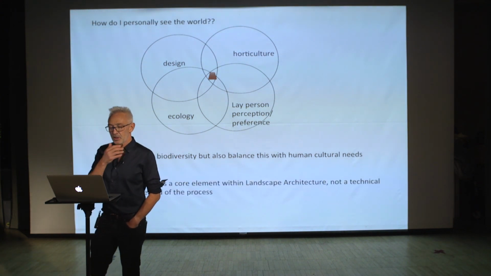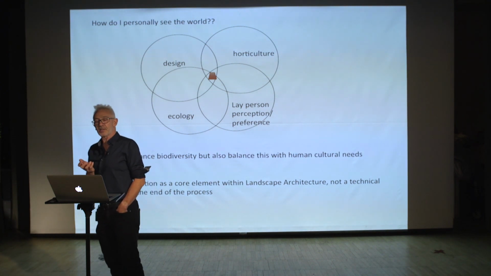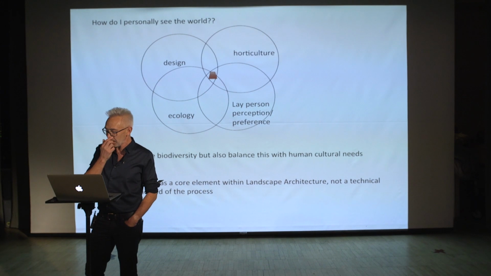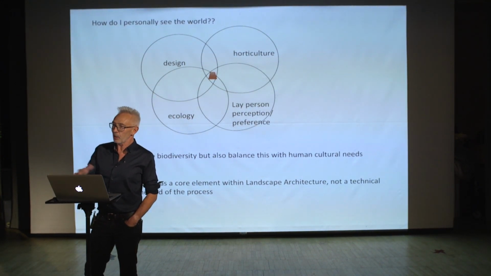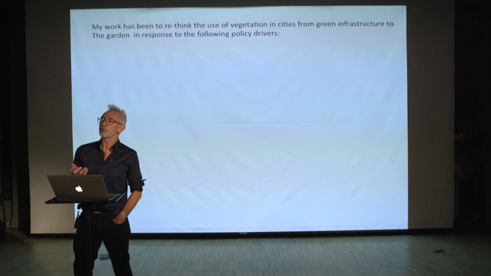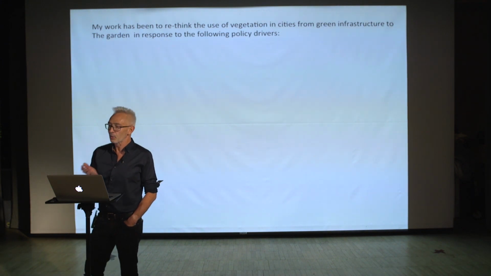So I see vegetation as a co-element within landscape architecture, certainly not a technical bolt-on at the end of the process. And I think that's a really important idea. If there are any landscape architects in the audience, I'd really like you to reflect on that in terms of your practice, because bolting on is still the norm in most cases, and it tends to limit what you can achieve.